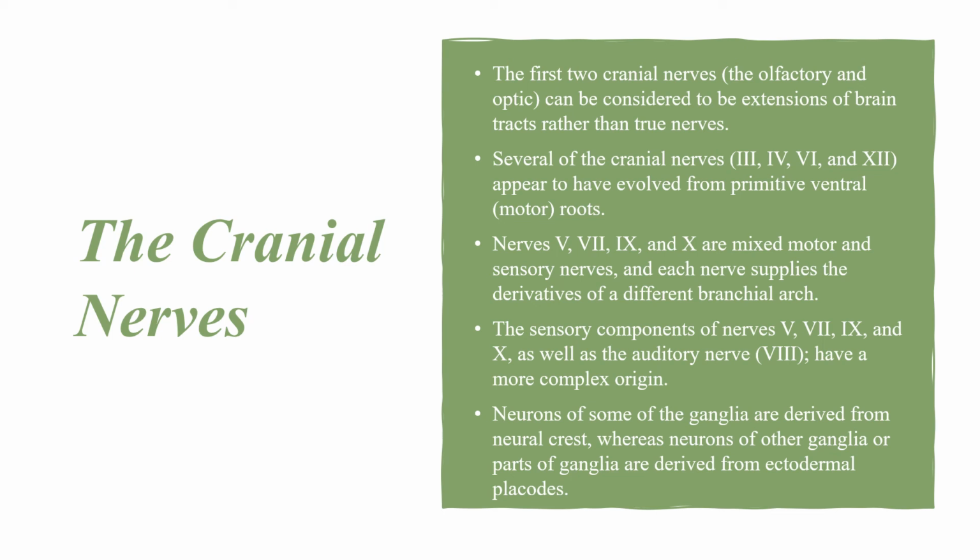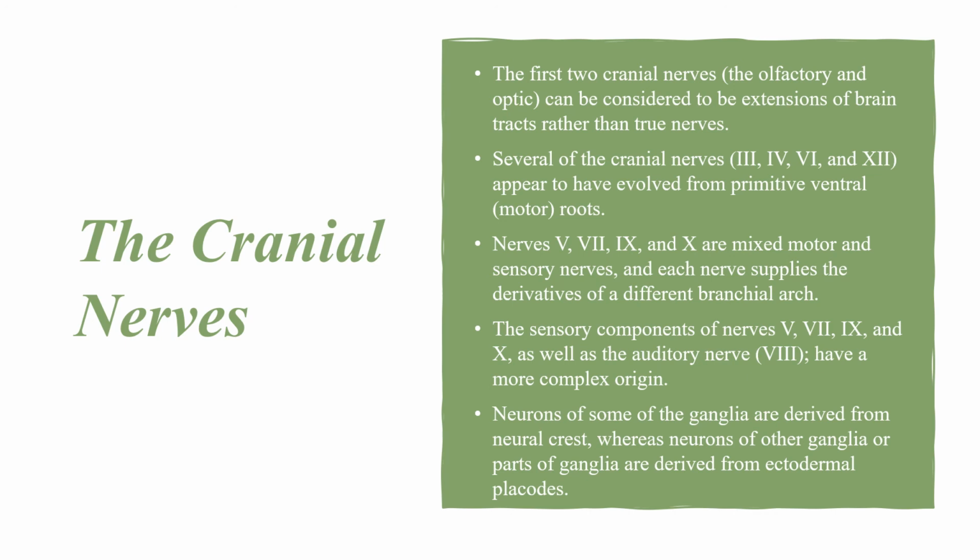And then the sensory components of the nerves 5, 7, 9, and 10, as well as the auditory nerve 8, have a more complex origin. So neurons of some of the ganglia are derived from neural crest, whereas neurons of other ganglia or parts of the ganglia are derived from ectodermal placodes.